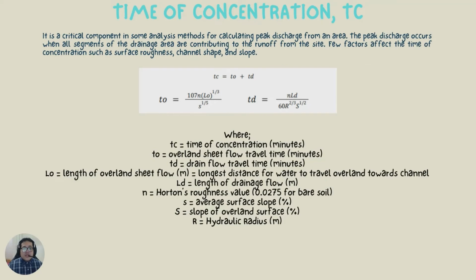So the TC is a critical component in some analysis methods for calculating peak discharge from an area. The peak discharge occurs when all segments of the drainage area are contributing to the runoff from the site. A few factors affect the time of concentration, such as surface roughness, channel shape, and slope. So basically, the TC is the most essential calculation in determining how we can design the temporary drain.